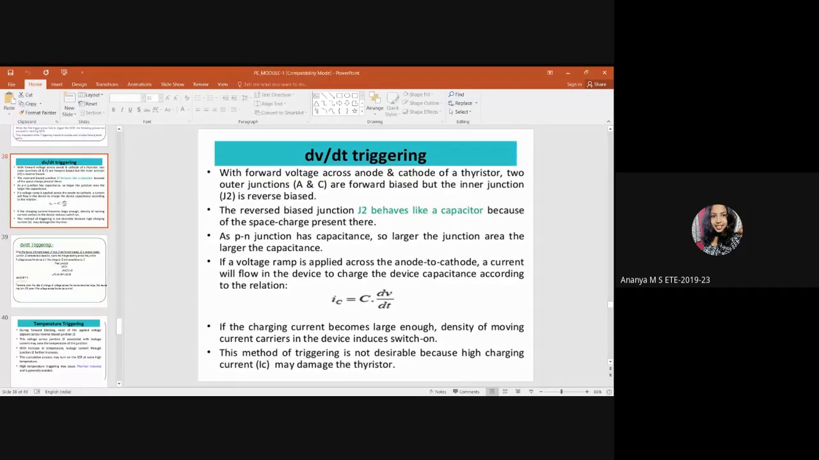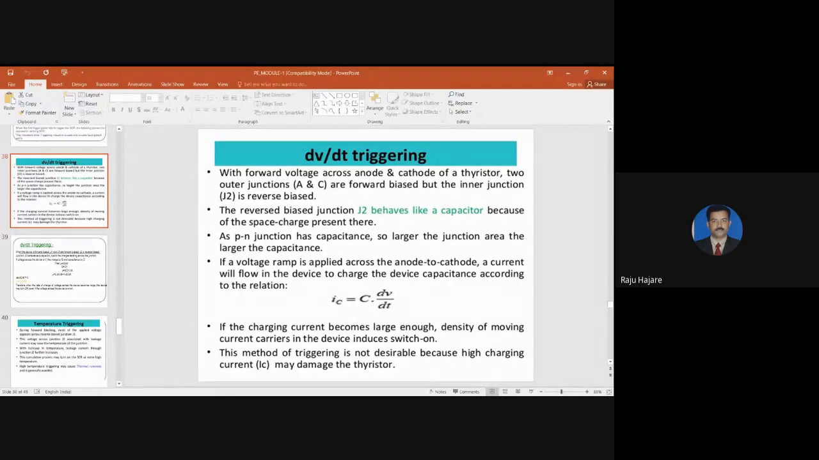if a voltage ramp is applied across the anode to cathode, a current will flow in the device to charge the device capacitance according to the relation IC equal to C into dV by dt. If the charging current becomes large enough, the density of the moving current carriers in the device induces a switch on. This method of triggering is not desirable because a high charging current IC may damage the thyristor.